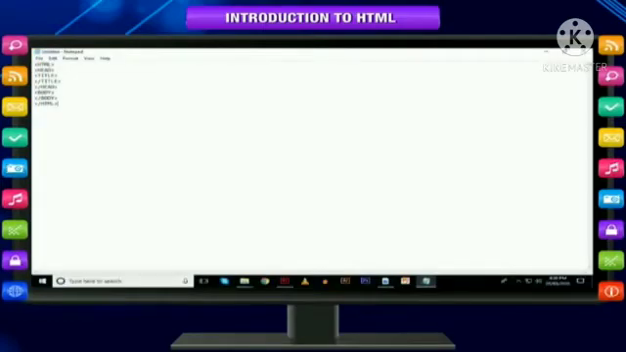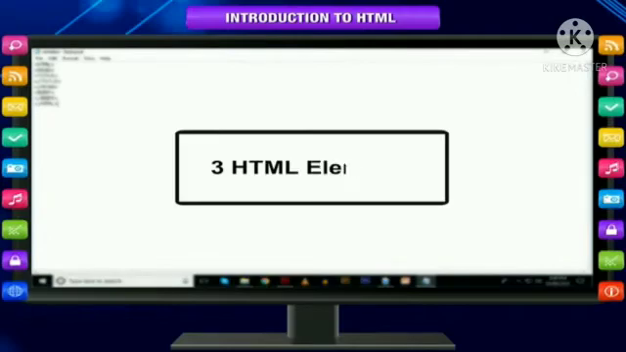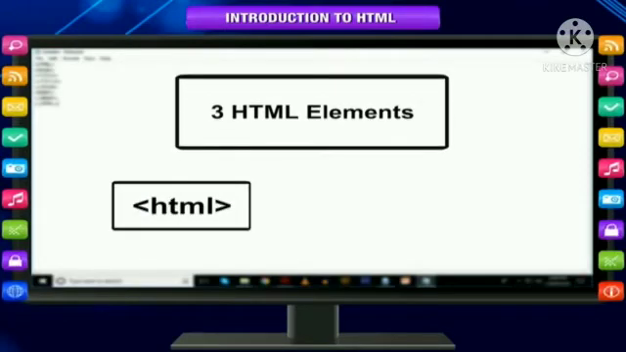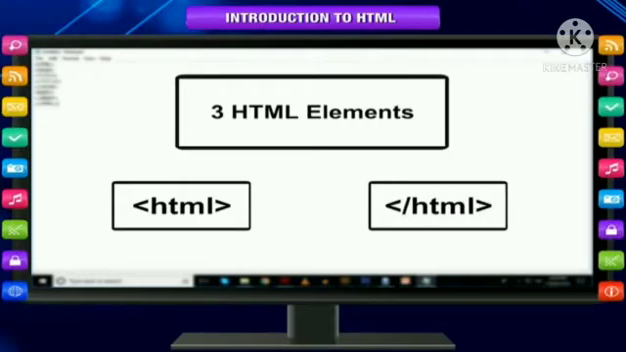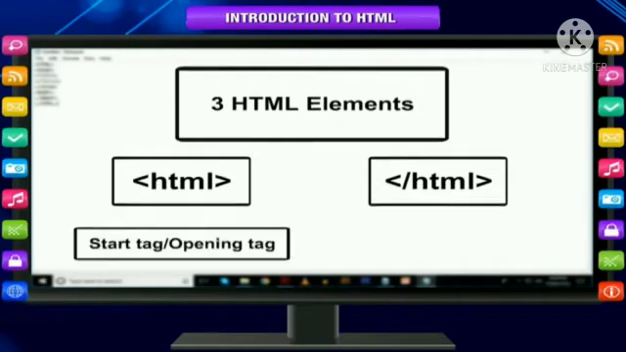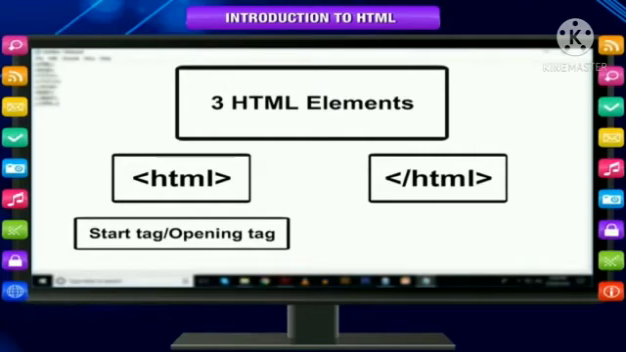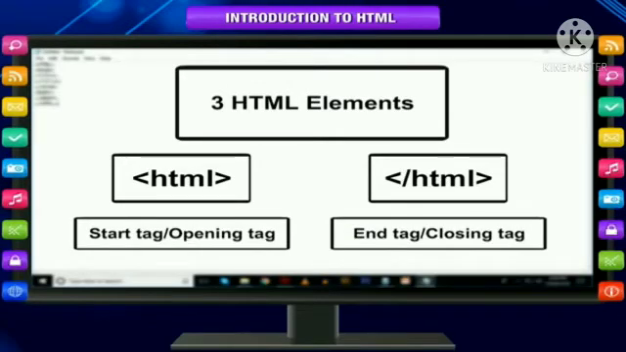HTML elements. All HTML documents are made up of HTML elements that have three components. A pair of tags enclosed in angle brackets like less than HTML greater than and less than / HTML greater than. Notice the difference between the two tags. The first tag is called the start tag or the opening tag, and the second tag is called the end tag or the closing tag.